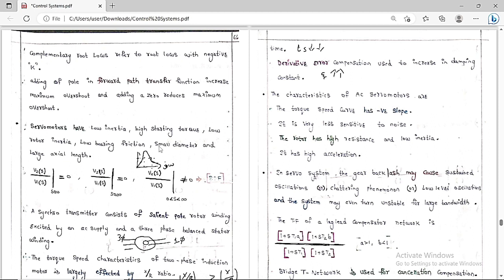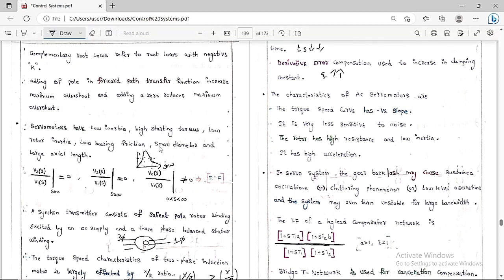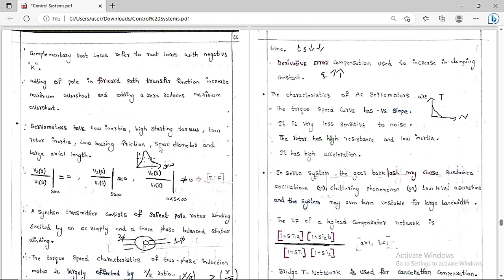The next point is the characteristics of the AC servo motor. Now we'll discuss some characteristics of the AC servo motor. The torque speed curve has a negative slope. As I've already told you, when you draw the graph between torque and speed, this is the speed and this is the torque. As the speed increases, the torque decreases, so this is a negative slope. If one is increasing and the other is decreasing, it is a negative slope. If both are increasing, it is a positive slope.